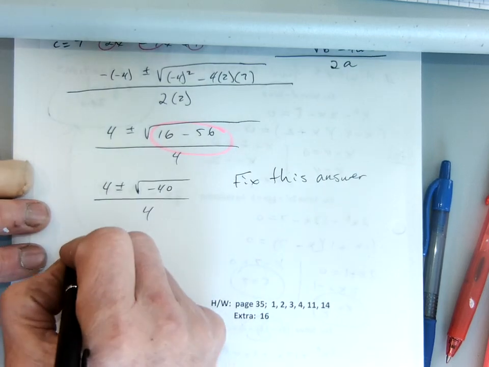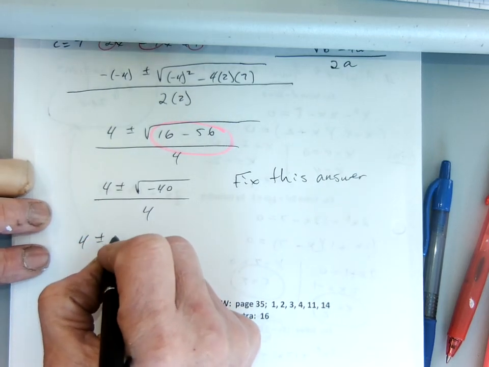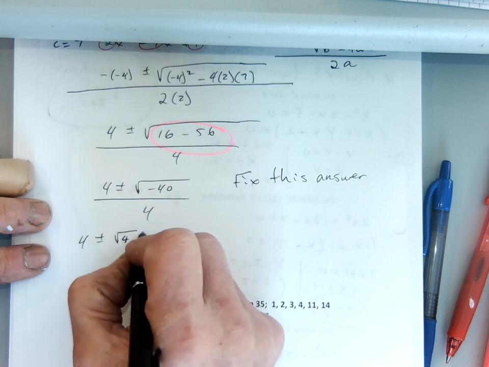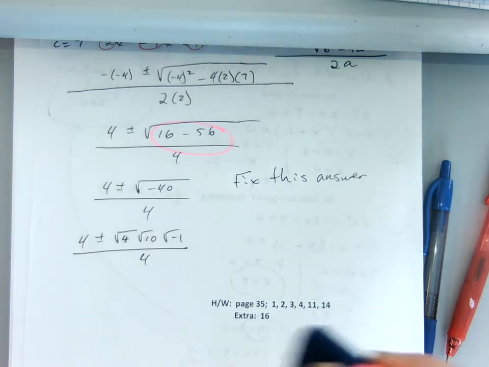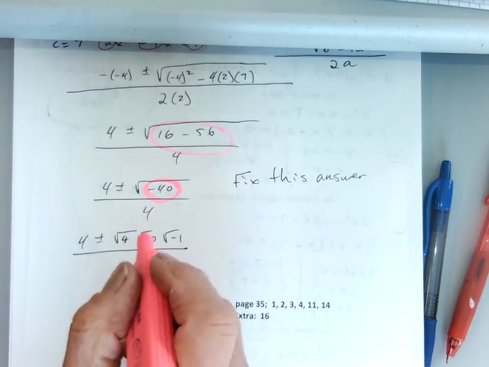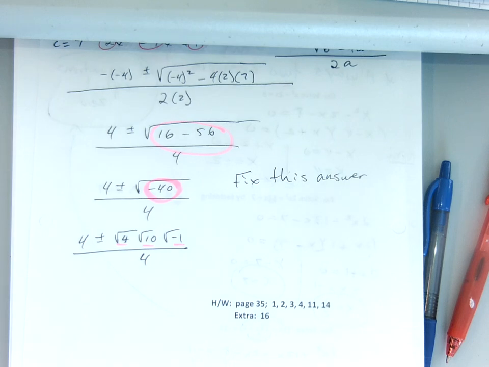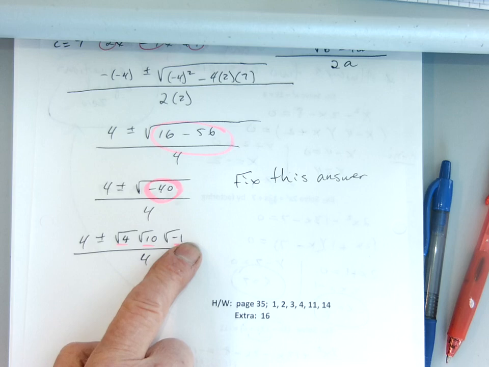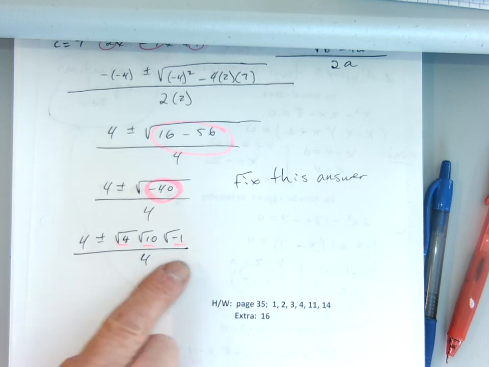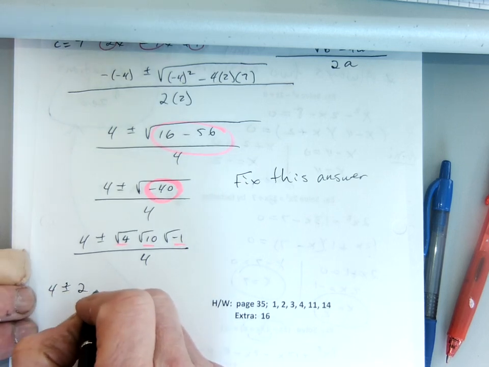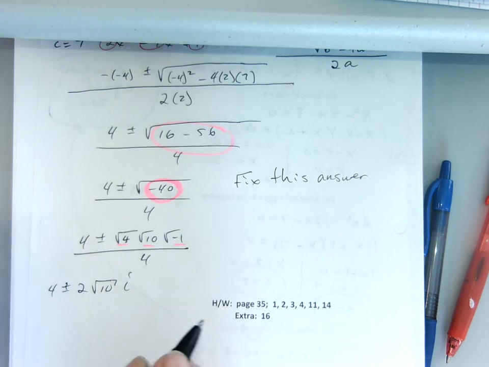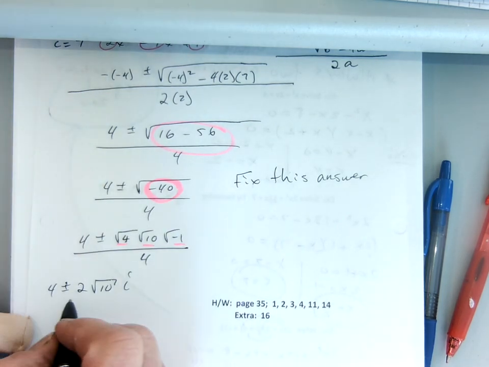So I'm going to go 4 plus or minus the square root of 4 times the square root of 10, the square root of negative 1, all over 4. I just broke my negative 40 into 4, 10, and negative 1. And I did that for a reason. I'm going to get a 2 and an i. So I'll have 4 plus or minus 2 square root of 10 i. I like the i at the end. Sometimes this book puts the i in the middle. I believe it should be at the end, all over 4.